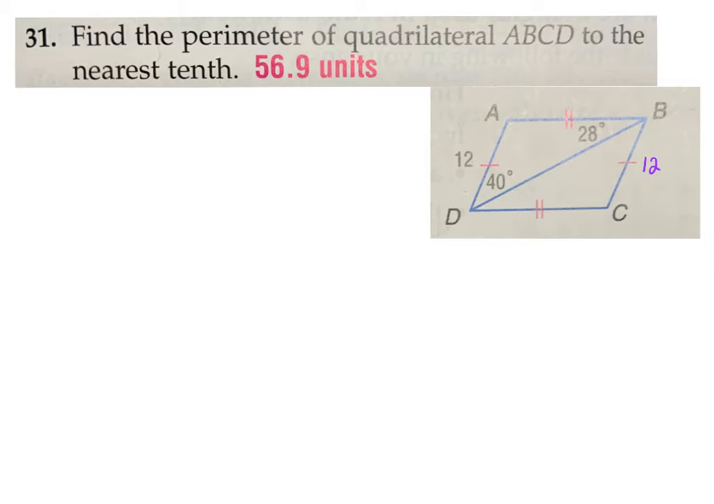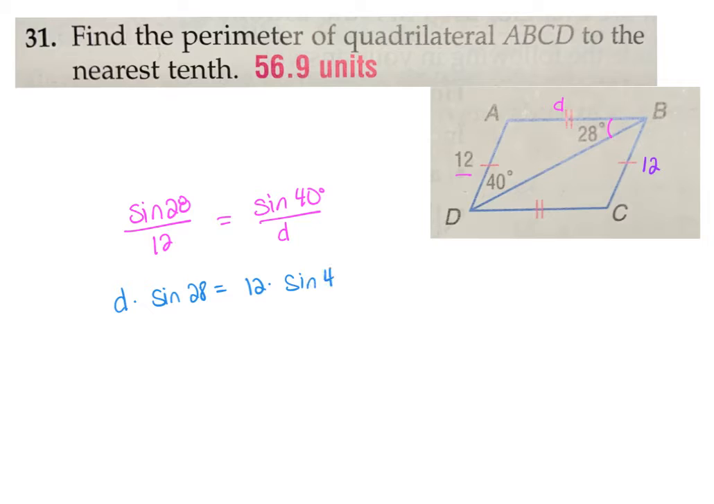I'm going to say the sine of B, which is sine of 28, over the side B, which is 12, should equal sine of D, which is 40, over the side D, which is the one I'm looking for. All right, cross multiplication here. D times the sine of 28 equals 12 times the sine of 40. Divide both sides by the sine of 28.